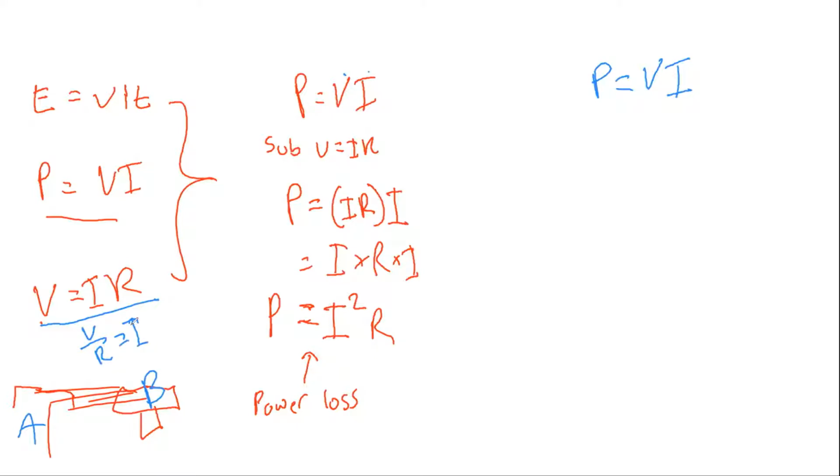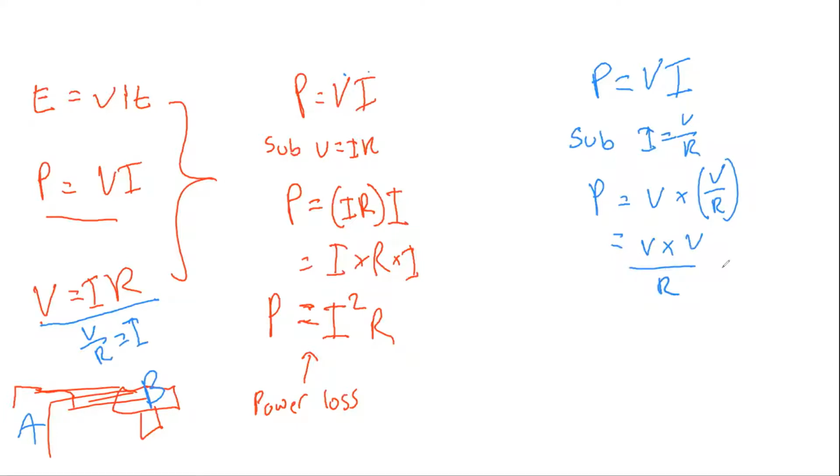So that means that if I take this and I substitute I equals V on R, I will get this formula. P equals V times the I, which is going to be replaced with V on R, which is V times V over R, or V squared on R. And that is another form of the power formula. So ultimately, we've ended up with 2 formulas.